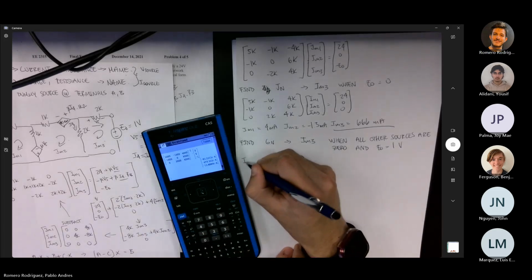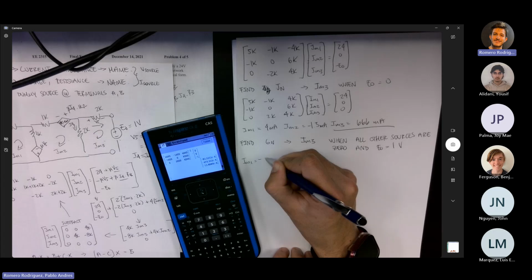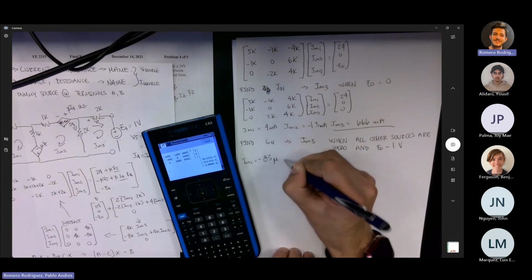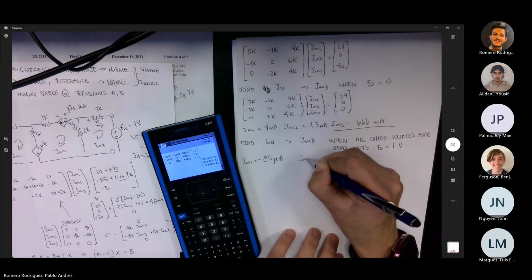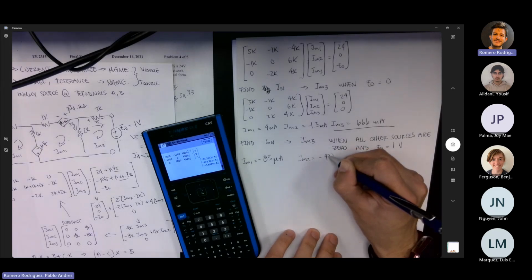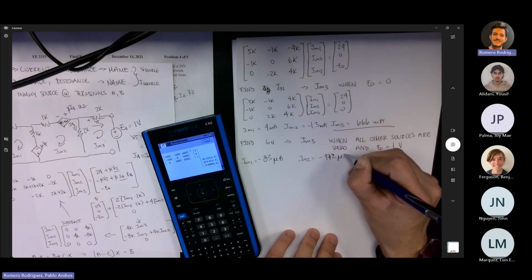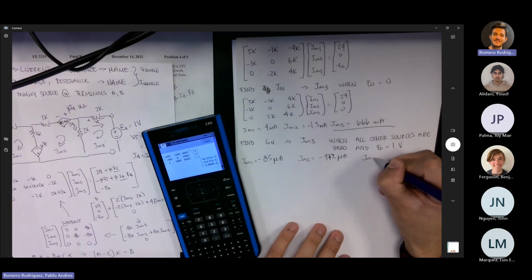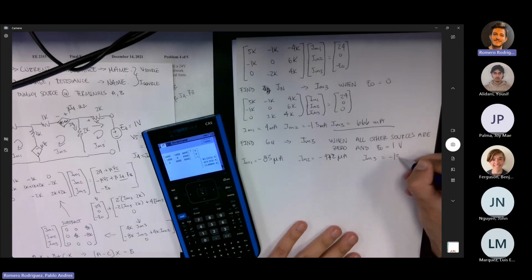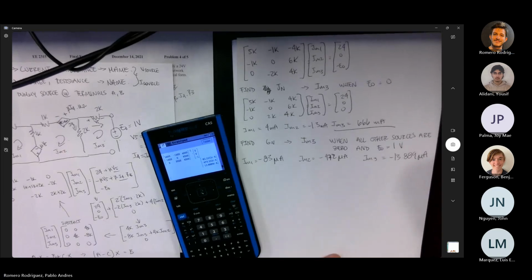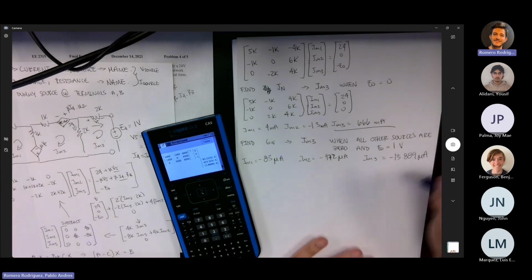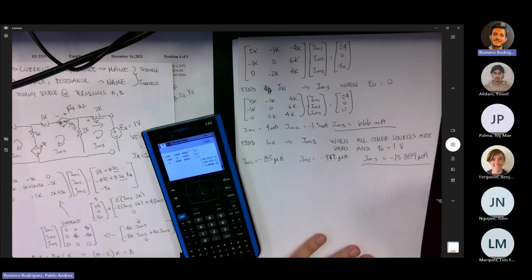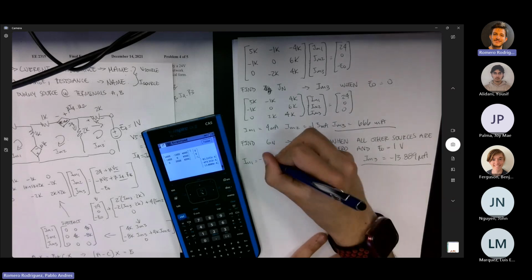So I get IM1 is negative 83 microamps. IM2 is negative 472 microamps. And IM3 is going to be negative 13.889 microamps. Right? So where? Here? 83.